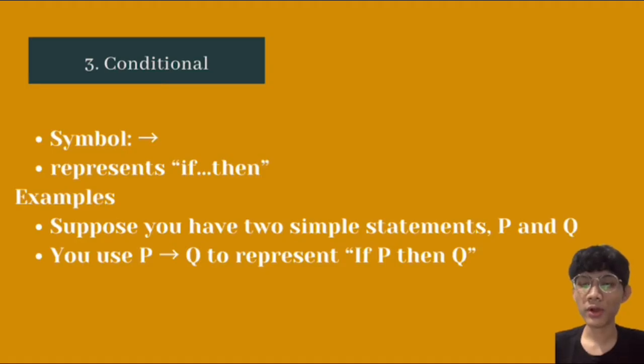So the third type of logical constants is called conditional. It uses the symbol of an arrow that points to the right, and it represents if-then statements. For example, suppose you have two simple statements P and Q. You use P, then an arrow, and then Q to represent if P then Q.